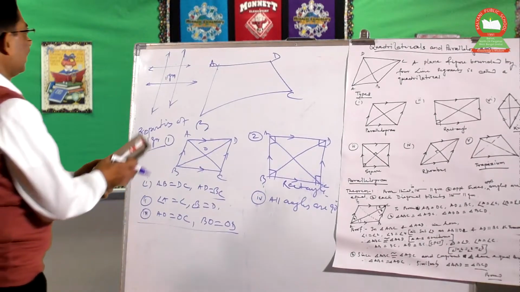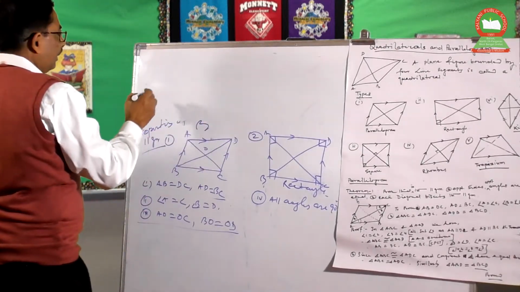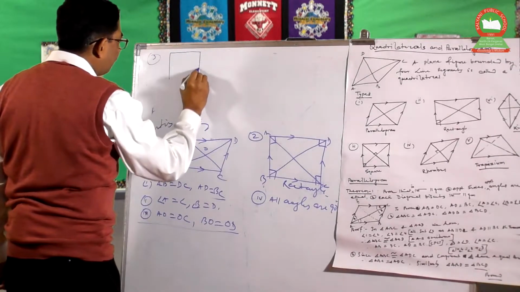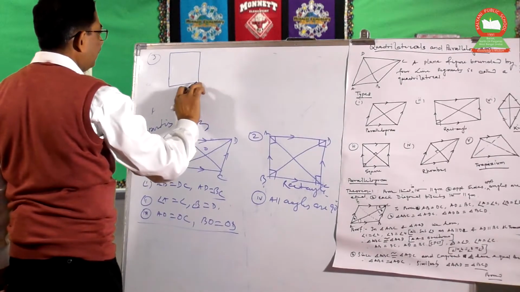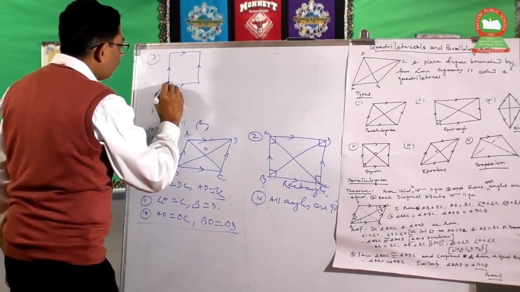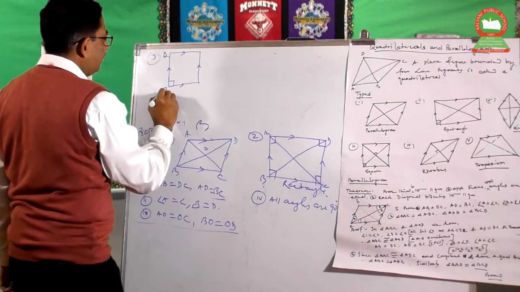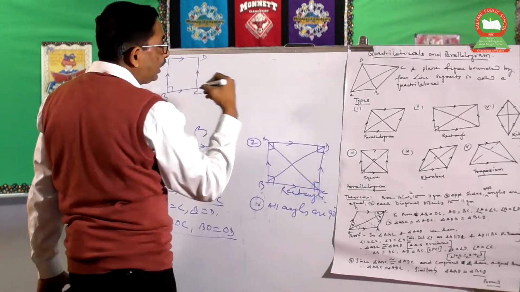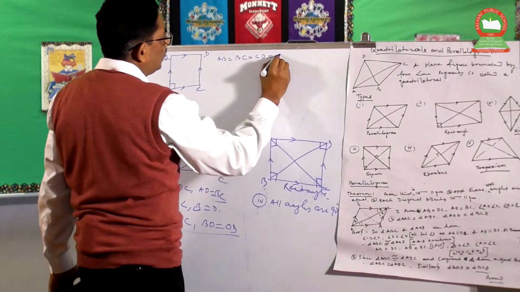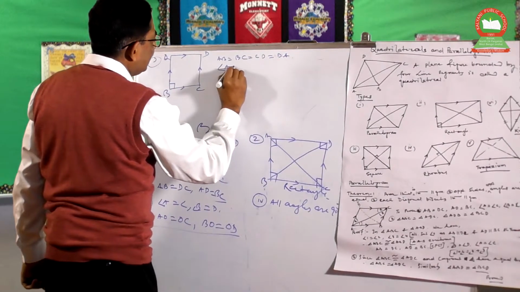Next one is coming to number 3. Next is a quadrilateral or a parallelogram. This is also a parallelogram whose opposite sides are parallel to each other, whose angles are 90 degrees as well as sides are also equal, that is A, B, C, D. A quadrilateral having equal sides, that is AB equal to BC equal to CD equal to DA, and angles are 90 degrees.